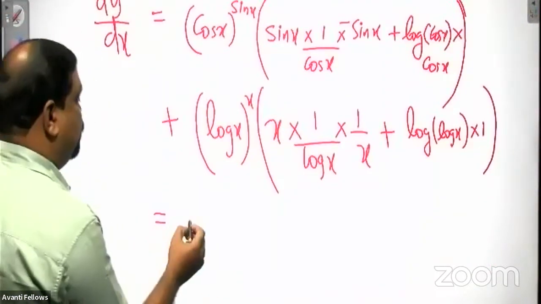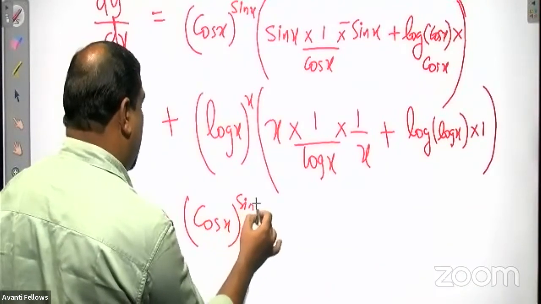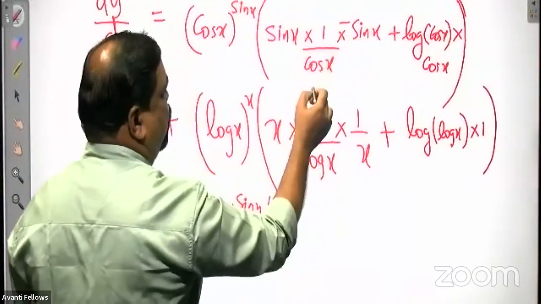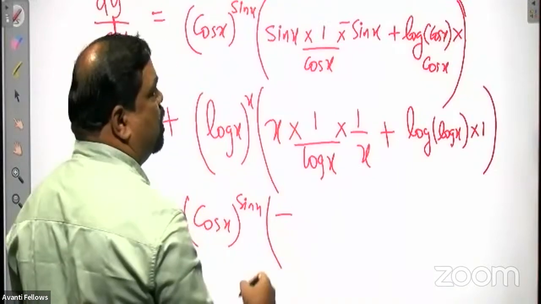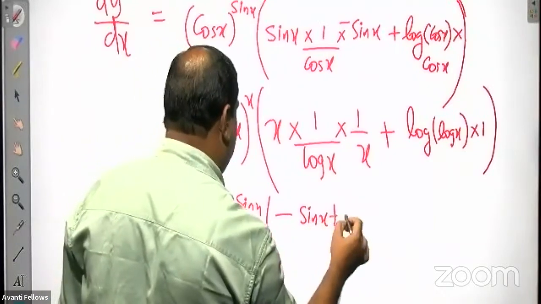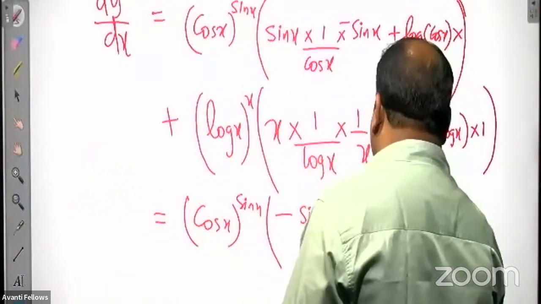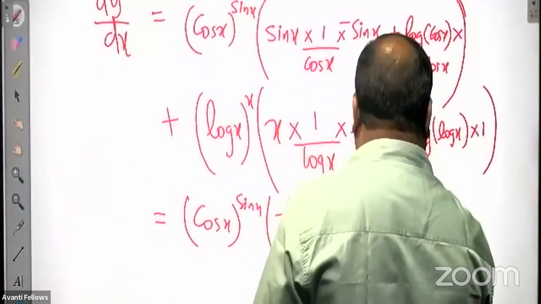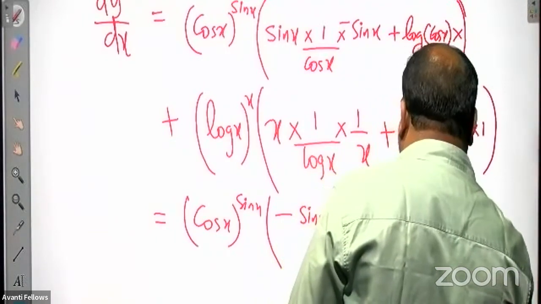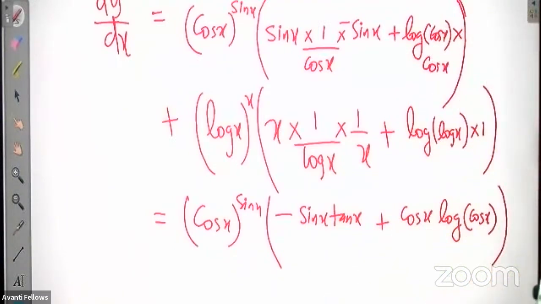So that's equal to the remaining thing everybody can do. Cos x is sin x into the x, sin x into minus sin x divided by cos x. You can write minus in the beginning, minus sin x by cos x is tan x actually. So sin x tan x, or you can write sin square x by cos x, doesn't matter. Plus log cos x into cos x. Better to write cos x into log cos x. The first part.